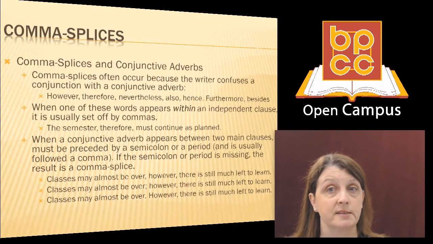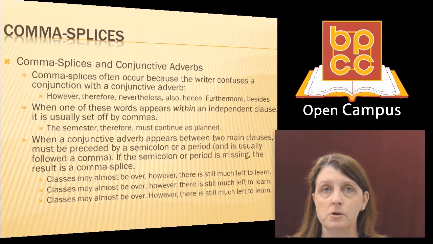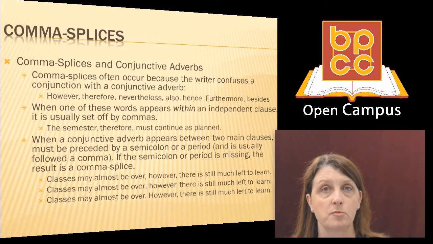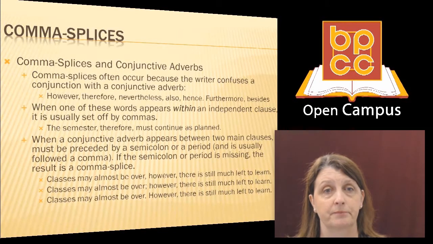Now let's talk about comma splices and conjunctive adverbs. Comma splices often occur because the writer confuses a conjunction with a conjunctive adverb, such as however, therefore, nevertheless, also, hence, furthermore, besides. When one of these words appears within an independent clause, it is usually set off by commas. The semester, therefore, must continue as planned. Our independent clause there reads like this. The semester must continue as planned. But we want to add that therefore to give our sentence a little bit of emphasis and interest. So we have to set it off with commas.